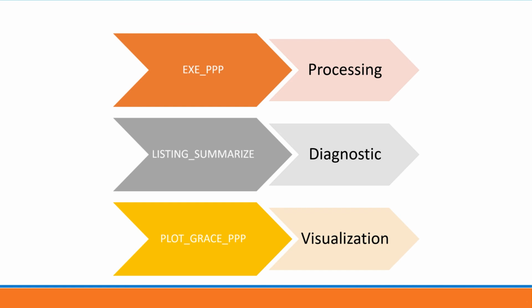To sum up, with these three commands, that is PPP, list and summarize, and plot cres PPP, it is possible to process the data, make a diagnosis of the processing, and plot the solutions. The different practical tools that we have shown will let the users get their hands on GINS for the first time and eventually be ready to process their own data.